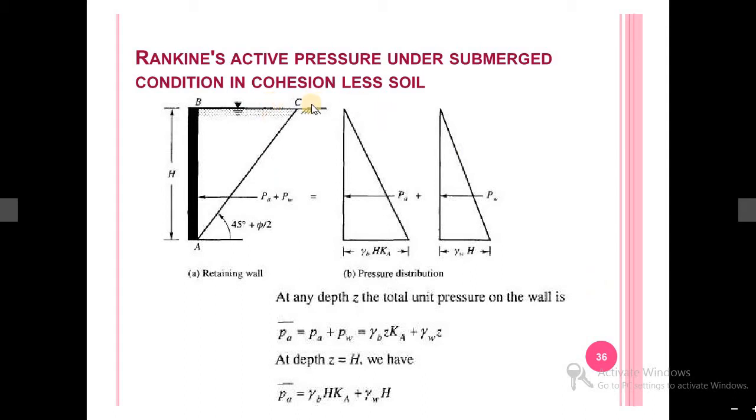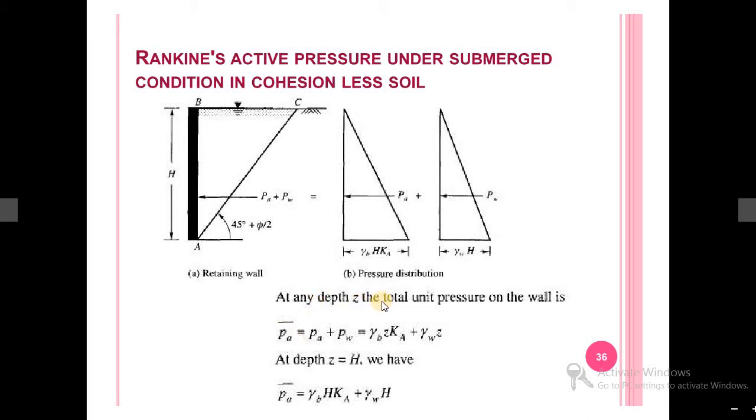So let us consider the cohesionless backfill. AB is the retaining structure, and this is the backfill which is submerged under the water table. So if you see, this whole height H is submerged. The earth pressure which is acting will be due to the soil as well as the water which is present here. This is the earth pressure distribution, and this is the pressure due to the water, which may simply be called hydrostatic pressure. Combining these two, the total pressure will be acting.